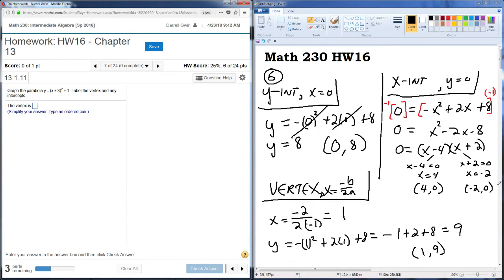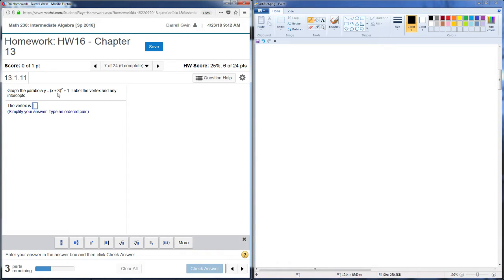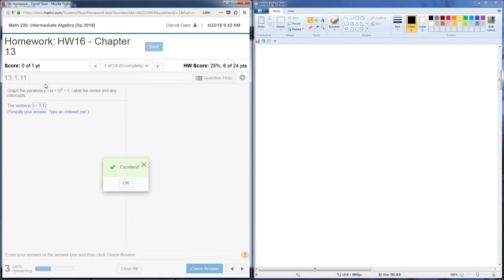Alright. We can move on. This is easy. The vertex is negative h, k, or opposite of h, and k. That's always k. So the opposite of 3 is negative 3, and the k is always the same.